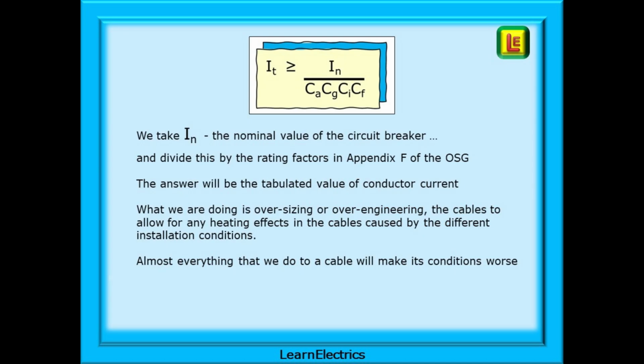A quick recap on what we've done. We take IN, the nominal value of the circuit breaker, and divide this by the derating factors in Appendix F of the on-site guide. The answer will be the tabulated value of conductor current. We are not going to increase the current that flows through the cable. What we are doing, in fact, is oversizing or over-engineering the cables to allow for any heating effects in the cables caused by the different installation conditions. Almost everything that we do to a cable will make its conditions worse.